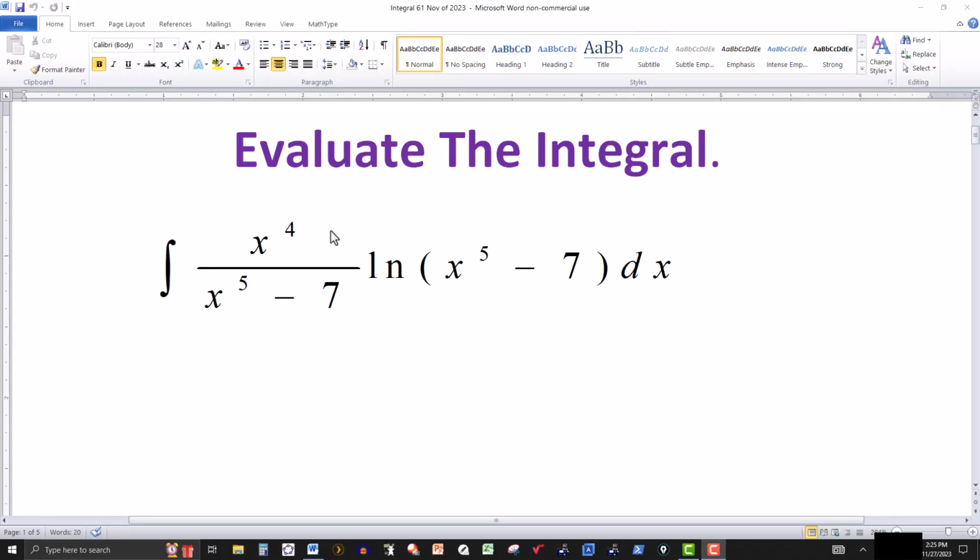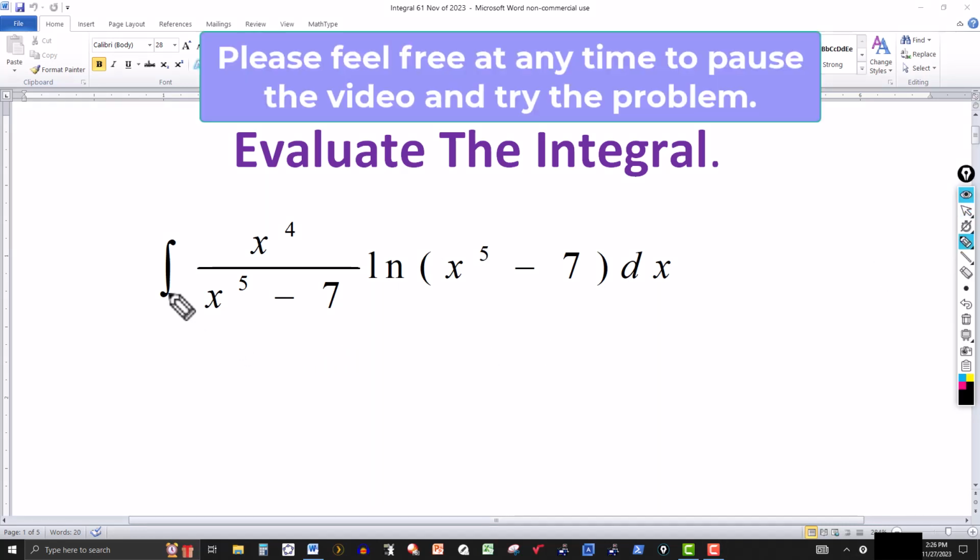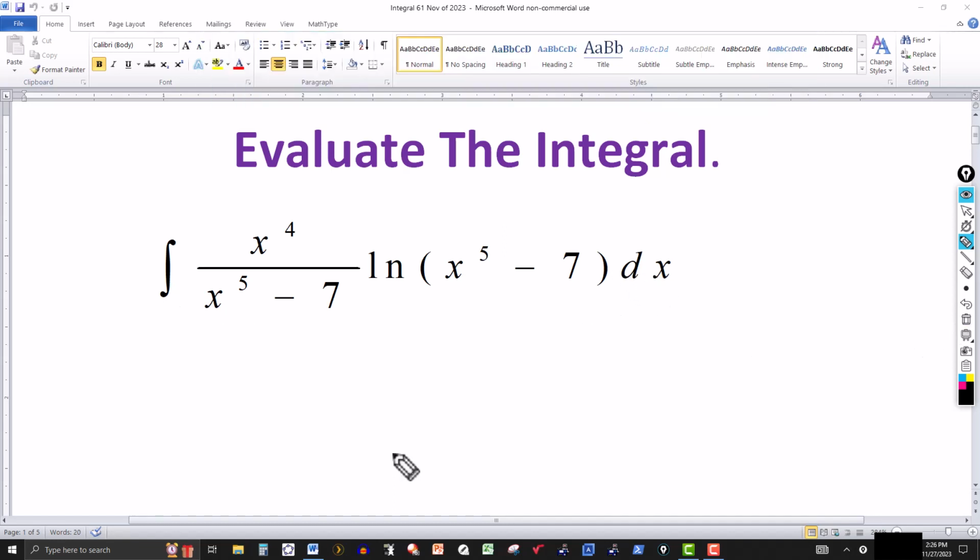In this video, we're going to integrate the integral of x to the fourth over x to the fifth minus 7 multiplied by the natural log of x to the fifth minus 7. So just to be clear, all of this right here, that's your integrand. Got the dx at the end here. So there's a couple of ways we could do this.